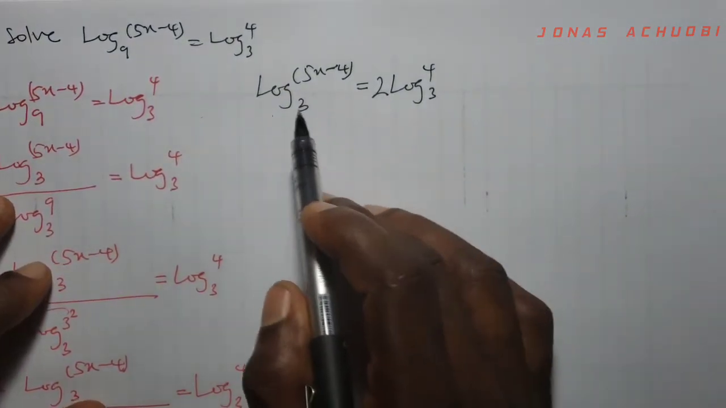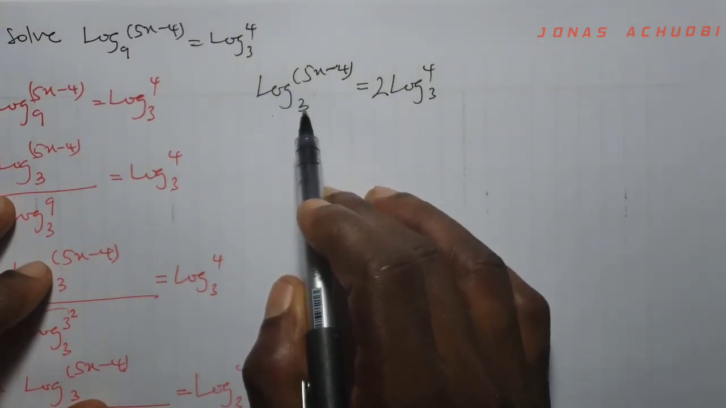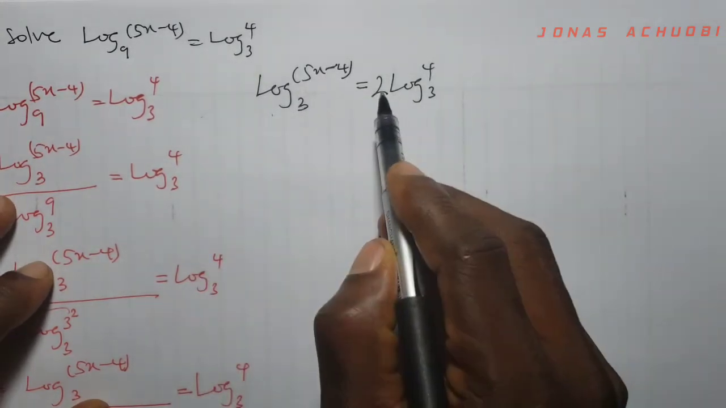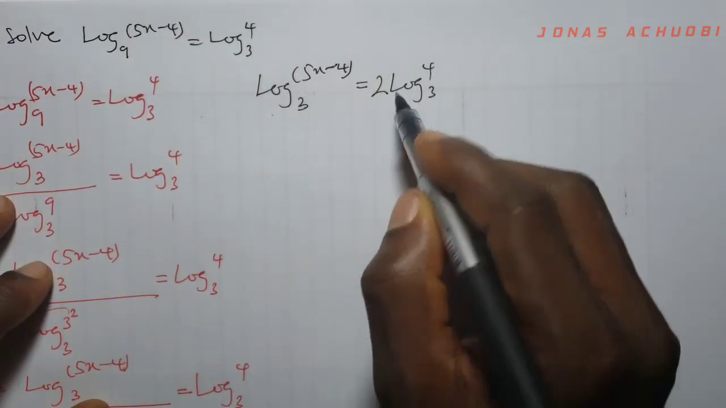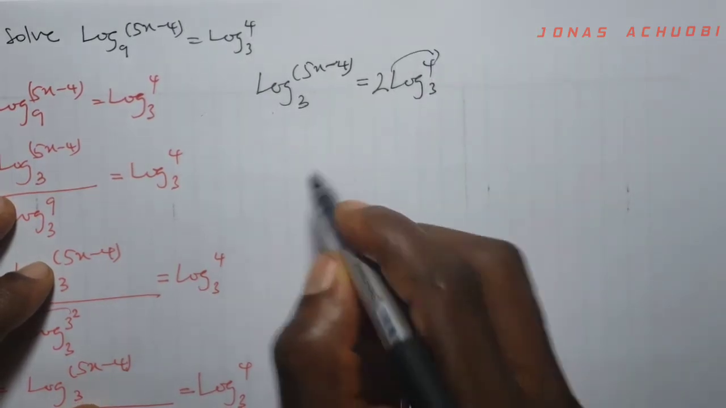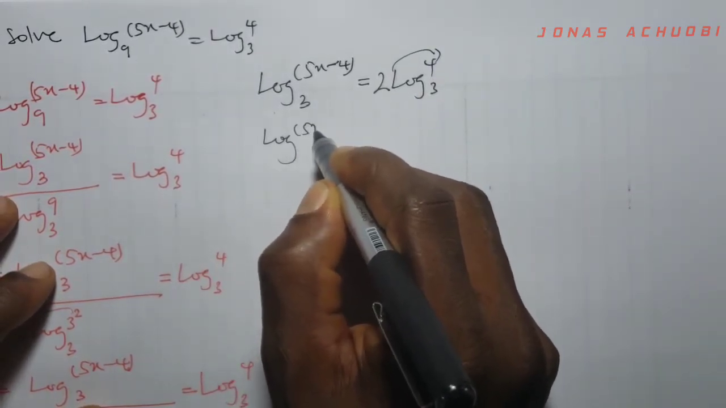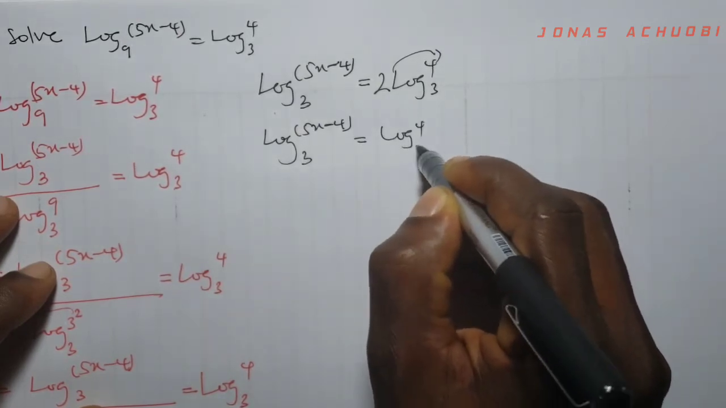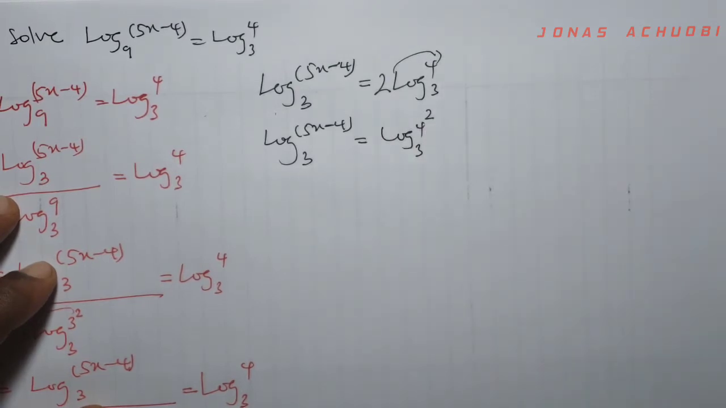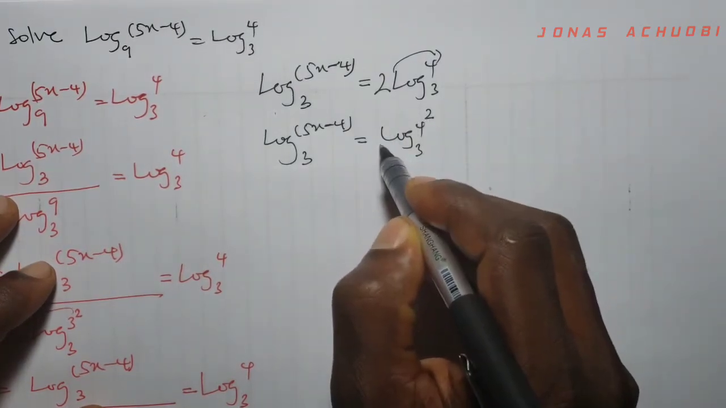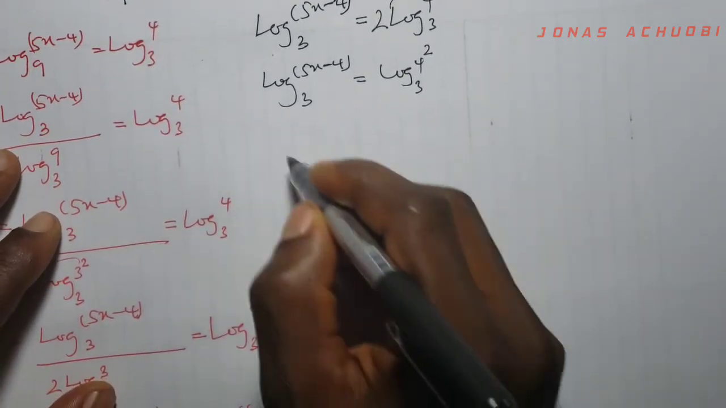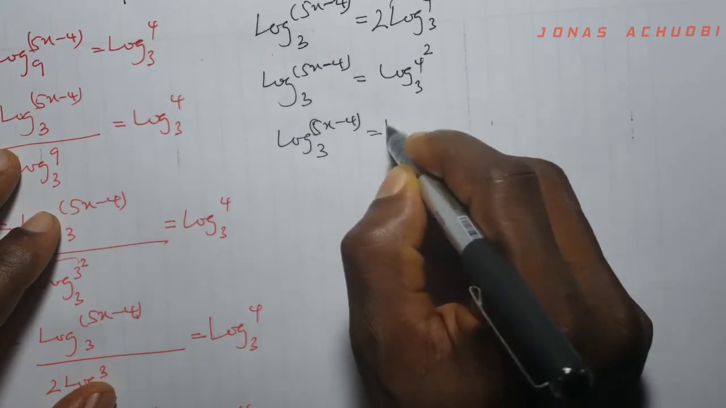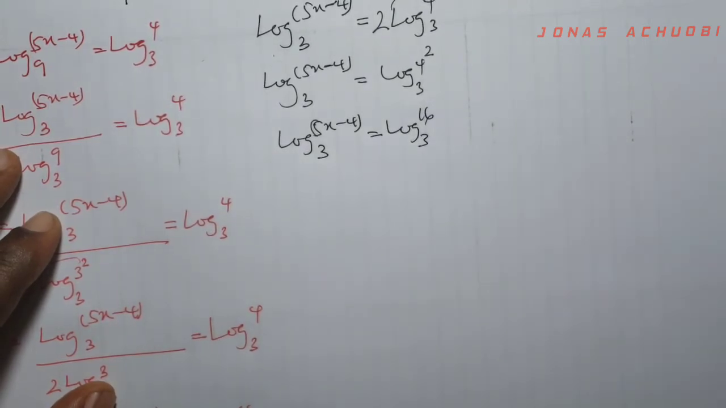At this point, the left hand side is now in base 3, and the right hand side is also in base 3. I would love to cancel the logs, but I can't do that because of these 2 here. But there's a law that says I can take the 2 up, so I can write this as log 5x minus 4 in base 3 equal to log 4 squared in base 3. So this becomes log 5x minus 4 base 3 equal to log 16 in base 3.